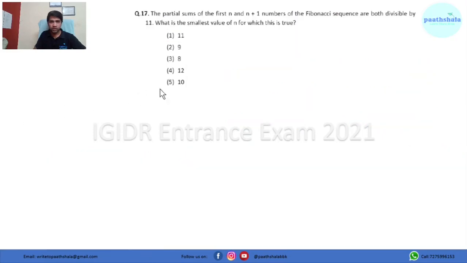Now let's move to the next question. Here in this case, it is saying that the partial sums of the first n and n plus 1 numbers of the Fibonacci sequence are both divisible by 11. What will be the smallest value of n for which this is true? So first let's understand what the Fibonacci sequence is.